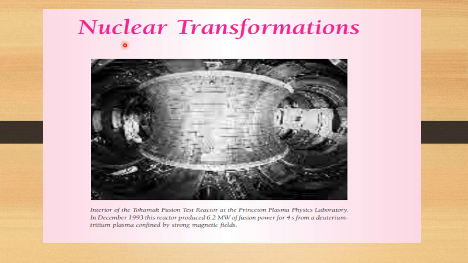So, this is a picture of the interior of a tokamak fusion test reactor at the Princeton Plasma Physics Laboratory in December 1993. This reactor produced 6.2 megawatts of fusion power for 4 seconds from a deuterium-tritium plasma confined by a strong magnetic field.